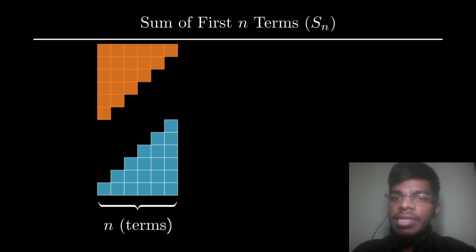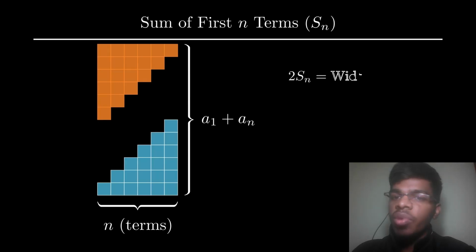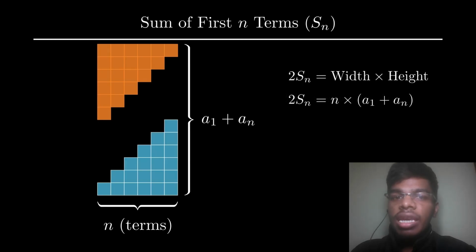So what we get is a rectangle of width n, the number of terms, and the height is the sum of the first and the last term, that is a1 plus an, the nth term. In this rectangle we are using the numbers twice, so it is twice the sum of the first n terms. The area of the rectangle will be width into height, which is n into (a1 plus an).